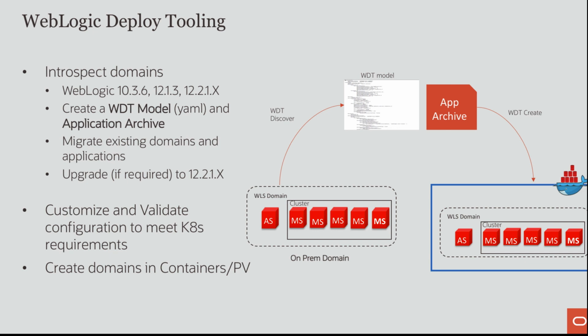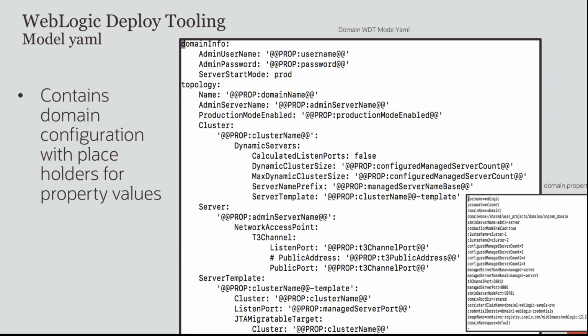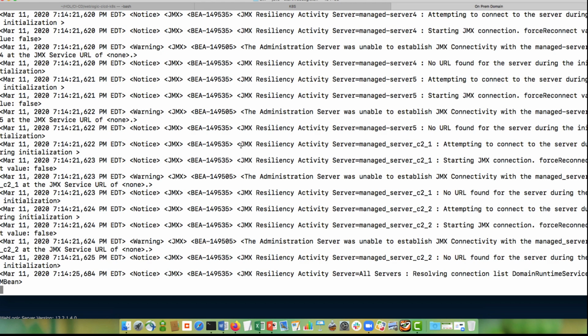After the WDT discover tool is invoked and the introspection happens, you can take the WDT model, validate it, and change it in order to match the deployment in Kubernetes. Then you can invoke the WDT create to create that domain configuration either in a Docker image or on a persistent volume. The domain WDT model YAML contains the domain configuration with placeholders for property values so that a user can define in a domain properties file different values such as domain name, credentials, the name of the servers, maybe ports, etc.